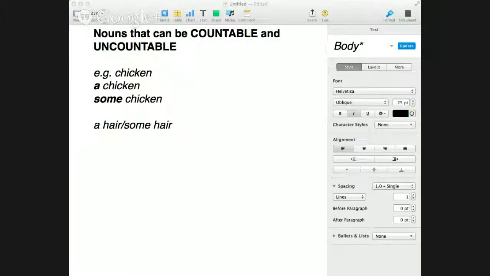Let's go through what we've got here. So lamb, says Alberto. A lamb or some lamb. Can you explain the difference between those two?